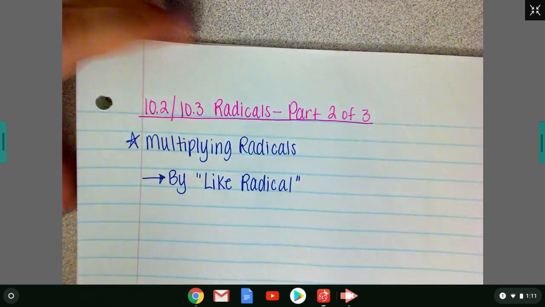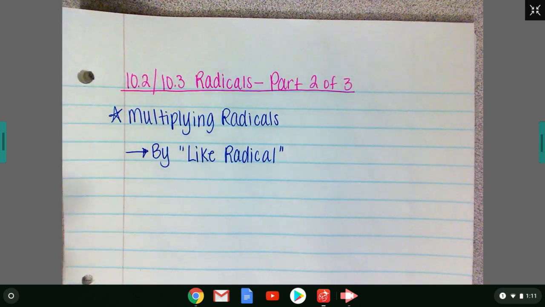We're going to do our notes on section 210.2.10.3. This is part 2 of 3 of the videos of this section. So we're continuing our work with radicals. And in the first video, we looked at simplifying them and then adding and subtracting them. Today we're going to look at multiplying. So those are 2 different types.